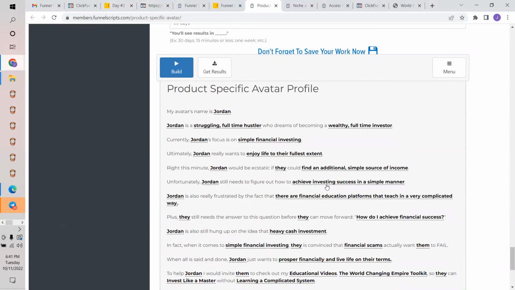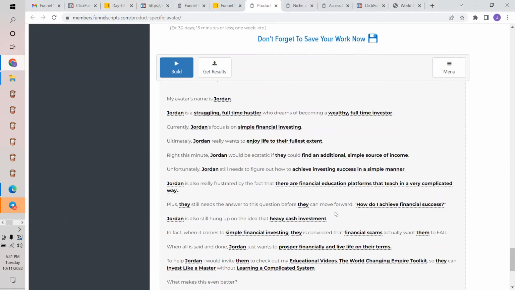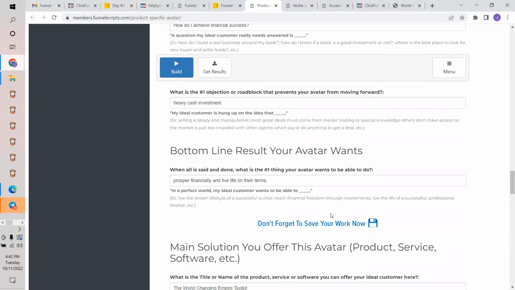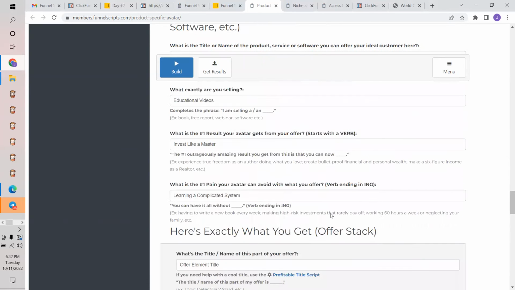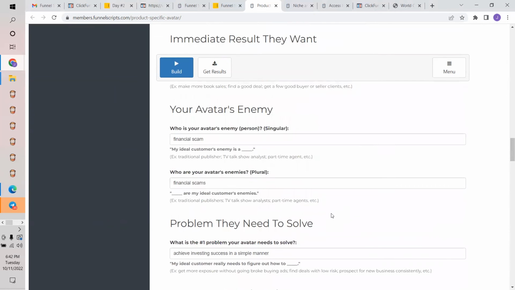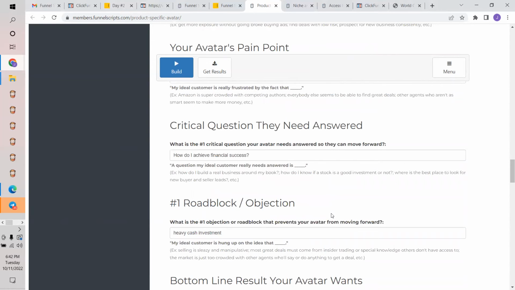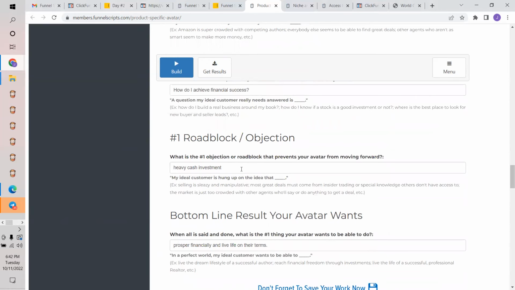Jordan is also really frustrated by the fact that there are financial education platforms that teach in a very complicated way. Plus, they still need the answer to this question before they can move forward. How do I achieve financial success? Jordan is also still hung up on the idea that heavy cash investment. Let's see if we can't actually word that again. Where is heavy cash investment on this thing? My ideal customer is hung up on the idea that heavy cash investment.